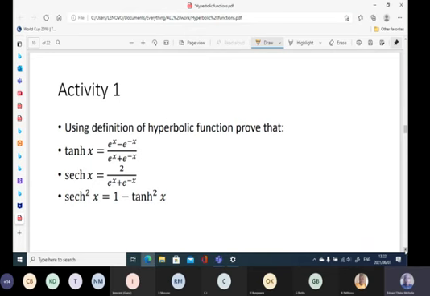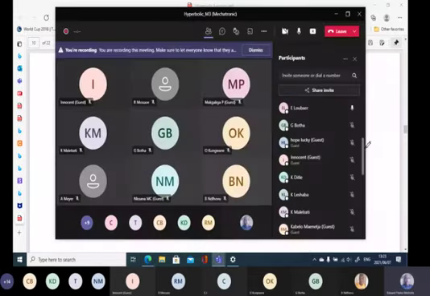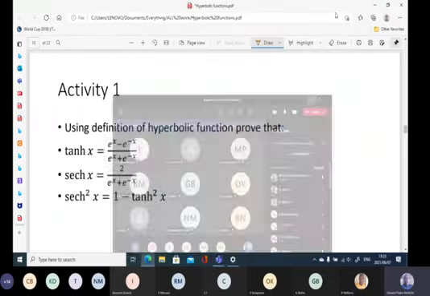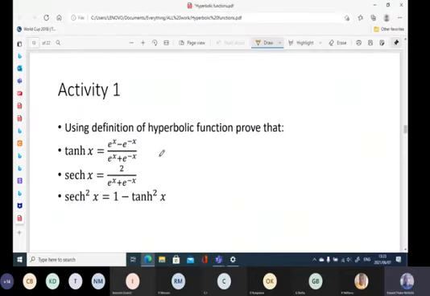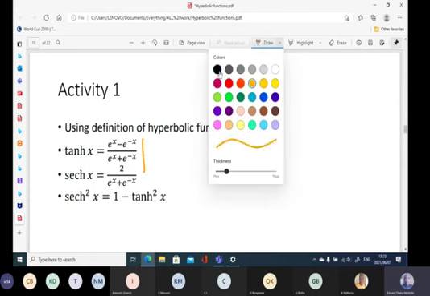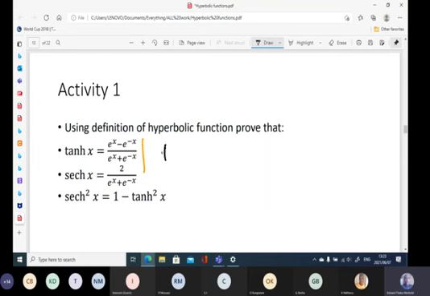So here we just want to show this. Let's do it from scratch. We want to prove that hyperbolic tan x is equal to e to the power x minus e to the power minus x over e to the power x plus e to the power minus x. Okay, we want to prove the first statement.